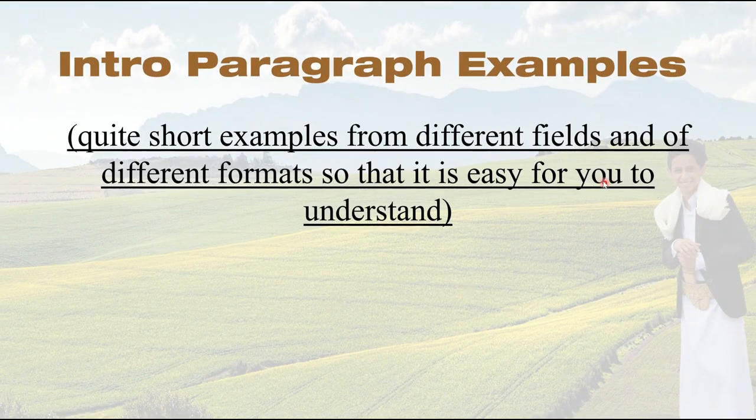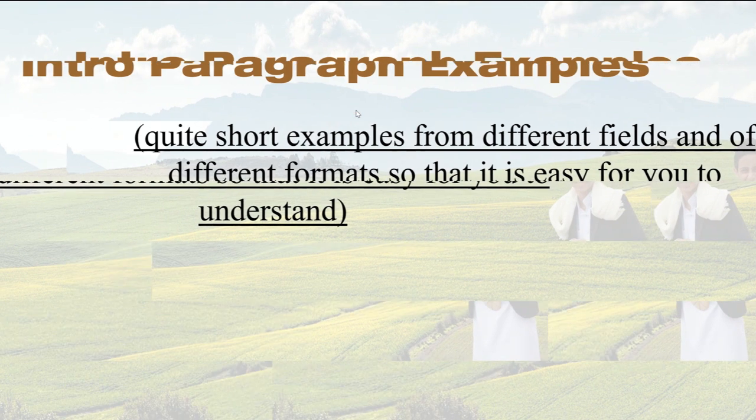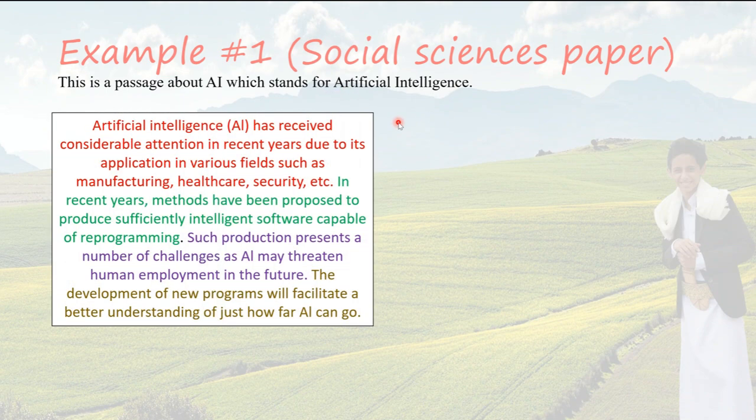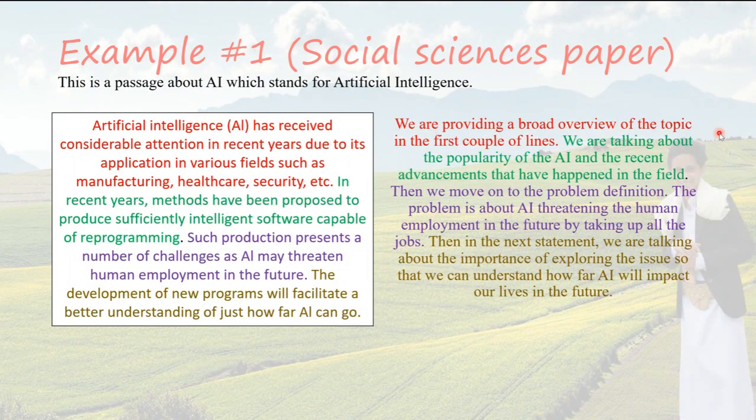Quite short examples from different fields and of different formats, so that it is easy for you to understand. Example number 1. Social sciences paper. This is a passage about AI, which stands for artificial intelligence. We are providing a broad overview of the topic in the first couple of lines. We are talking about the popularity of the AI and the recent advancements that have happened in the field.